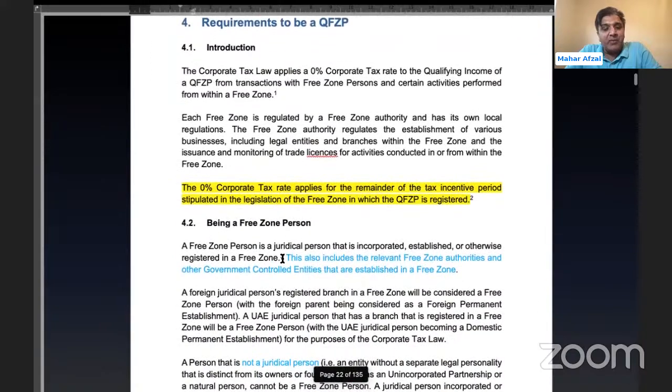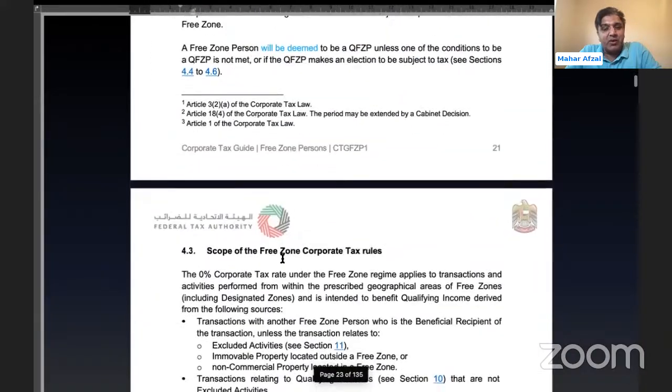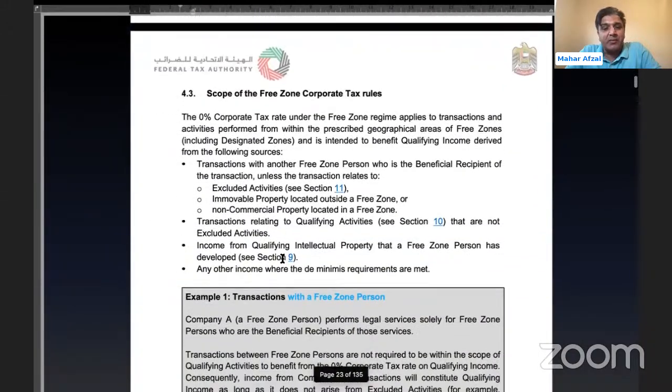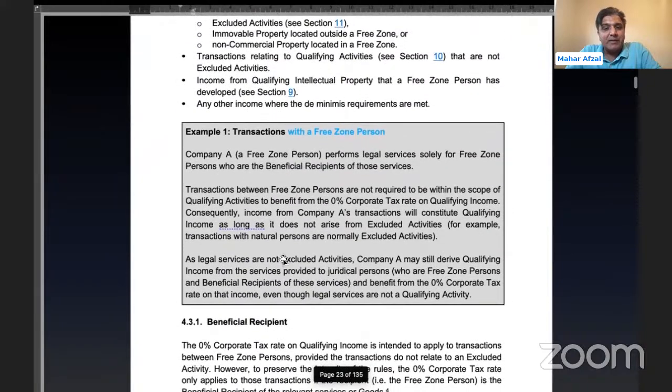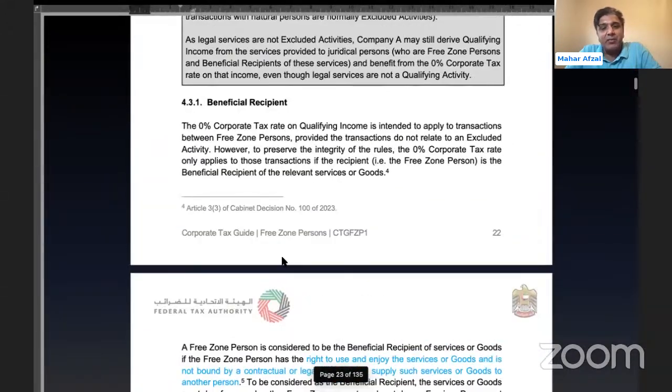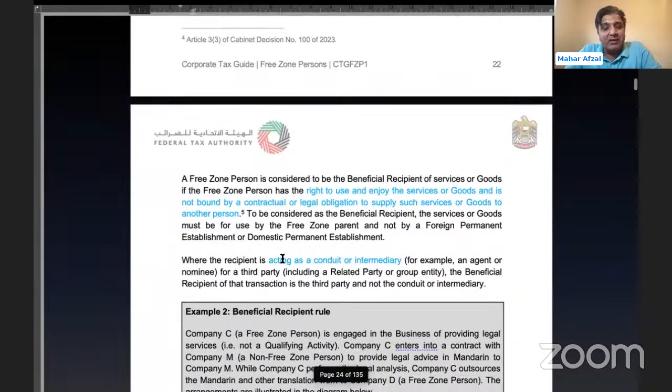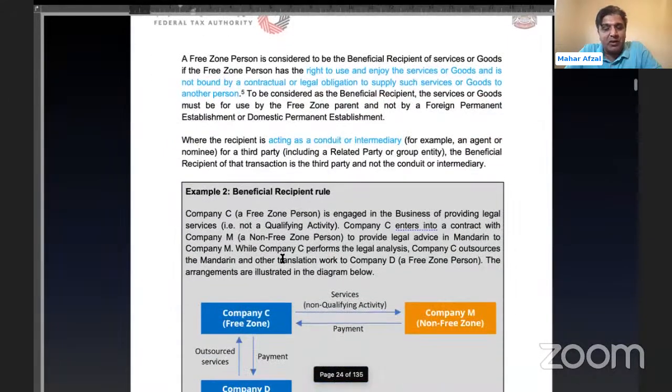Requirement to become a qualifying free zone person: it should be a juridical person. Scope of the corporate tax law, we have already discussed this. In a transaction, the beneficial recipient is important. If the goods or services are being provided to another free zone person, that person should be a beneficial recipient. It should not be an agent. They have given this in detail. I think we all have the same understanding. So there is no such difference. Whoever is the beneficial recipient, it's fine. Then this qualifying income will be generated.